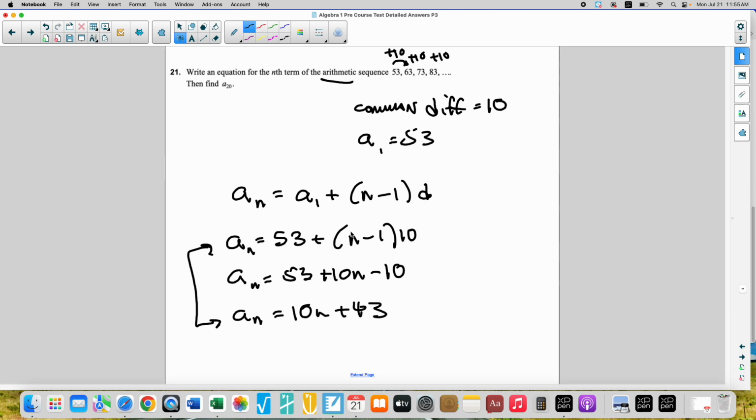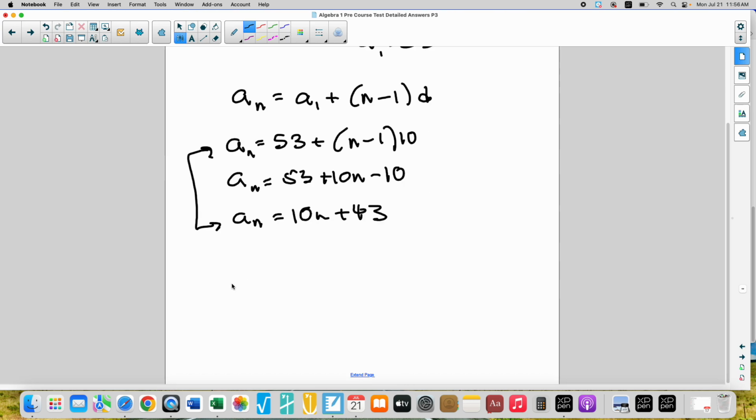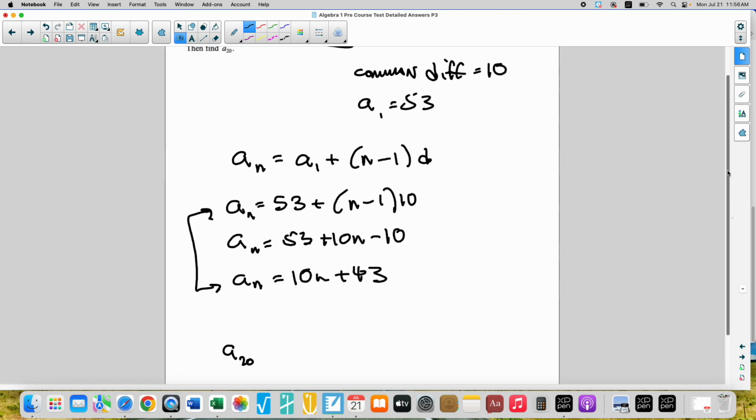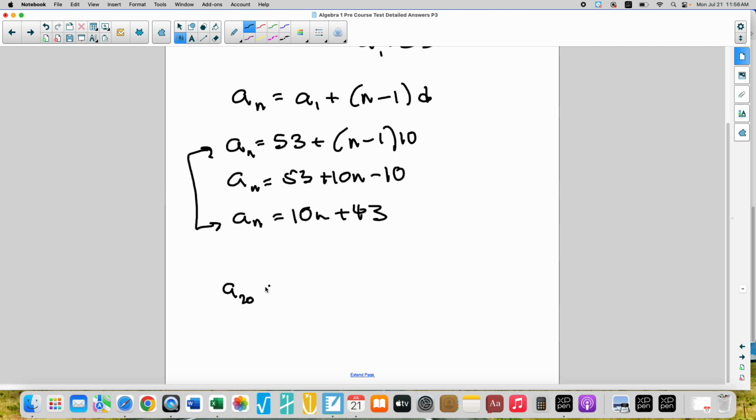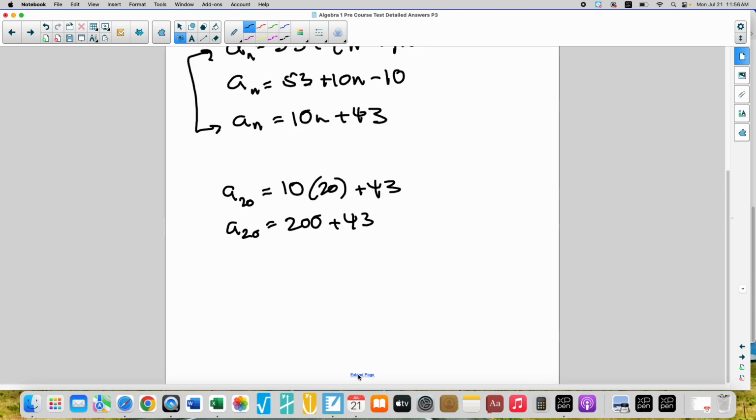This one is simplified. In this one, you can see the information; in that one, you can't really see it. This is in slope-intercept form. I like this one because you can see what your a sub 1 value is and what your common difference is. And then we have to find a sub 20, the 20th term in the sequence. So we plug in 20 for n, which represents the number in the sequence. So a sub 20 equals 200 plus 43. So the 20th term in the sequence is 243.